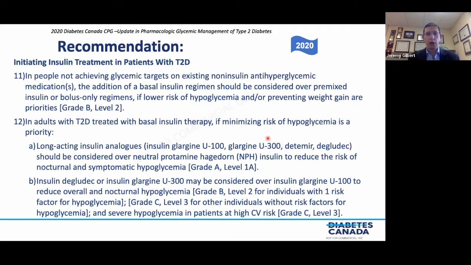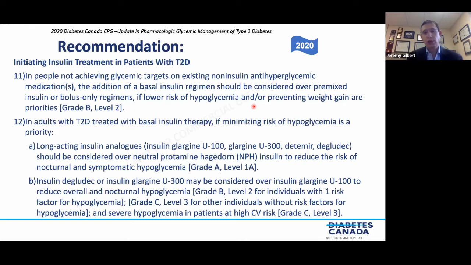Now, our 2020 guidelines do have some specific recommendations around insulin therapy. And again, as we think about insulin therapy and how we're approaching this, I think it's always good to see what our current Canadian guidelines have to say on this. So they do say that in people not achieving glycemic targets on existing anti-hyperglycemic medications, the addition of basal insulin should be considered over other options, such as pre-mixed or bolus-only regimens. And then certainly if lowering risk of hypoglycemia and preventing weight gain is a priority, which I would say is certainly the case in almost all of our patients.